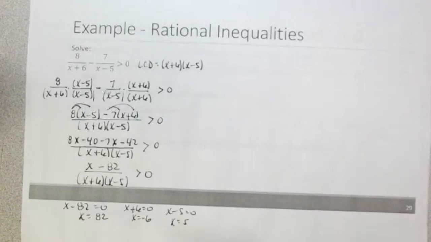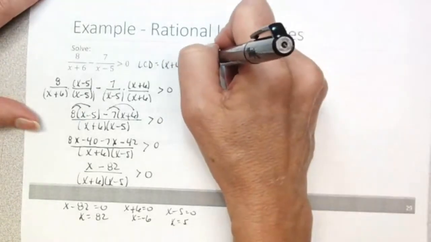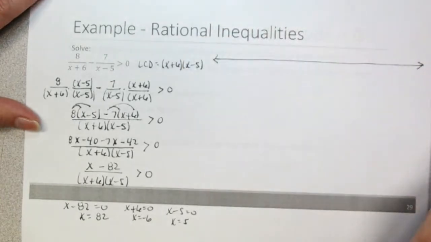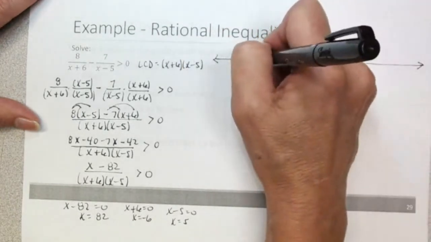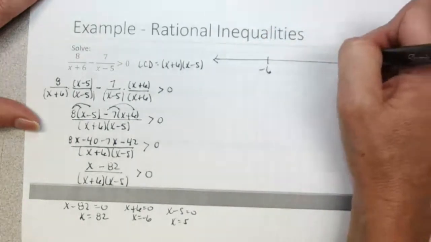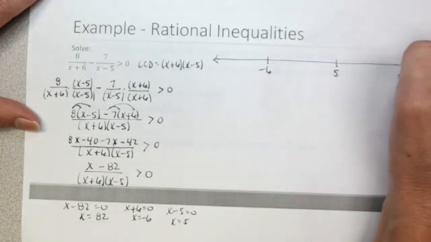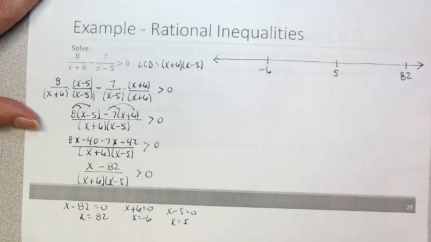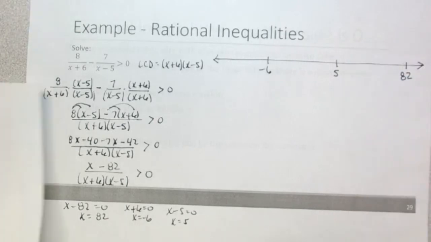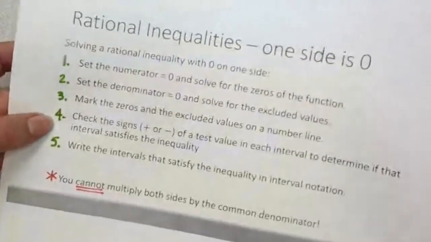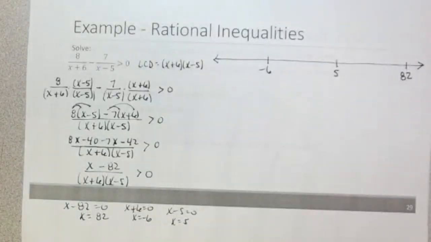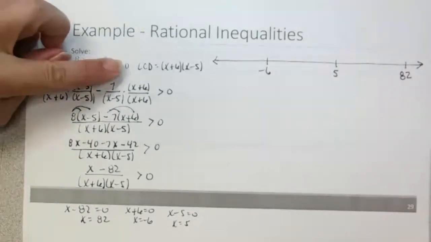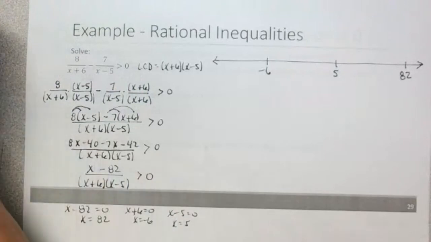I'm going to mark these zeros and excluded values on the number line. All right, so here's my number line. Let's say negative 6 is here, 5 would be here, 82 is out here somewhere, we'll just mark it there. All right, so there's my step 3, mark my zeros. Now I need to do step 4. I need to pick some test values and check the signs on the numerator and the denominator to see if they're going to be positive. Since this is greater than 0, I'm looking for positives.